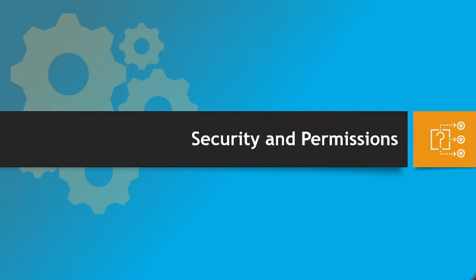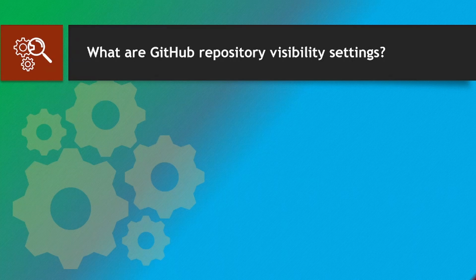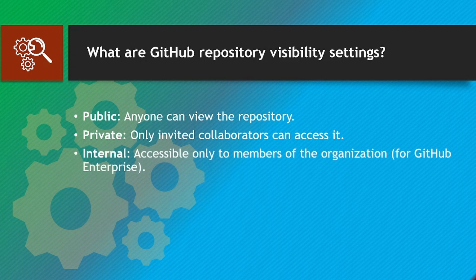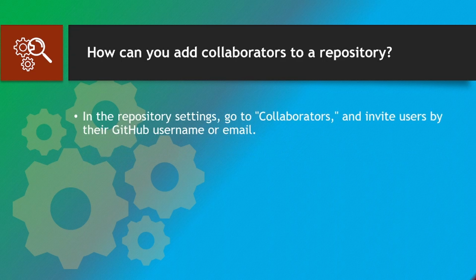Now, in this section, we'll go through some security and permissions scenarios. What are GitHub repository visibility settings? Public: anyone can view the repository. Private: only invited collaborators can access it. Internal: accessible only to members of the organization for GitHub Enterprise. Next. How can you add collaborators to a repository? In the repository settings, go to collaborators and invite users by their GitHub username or email.